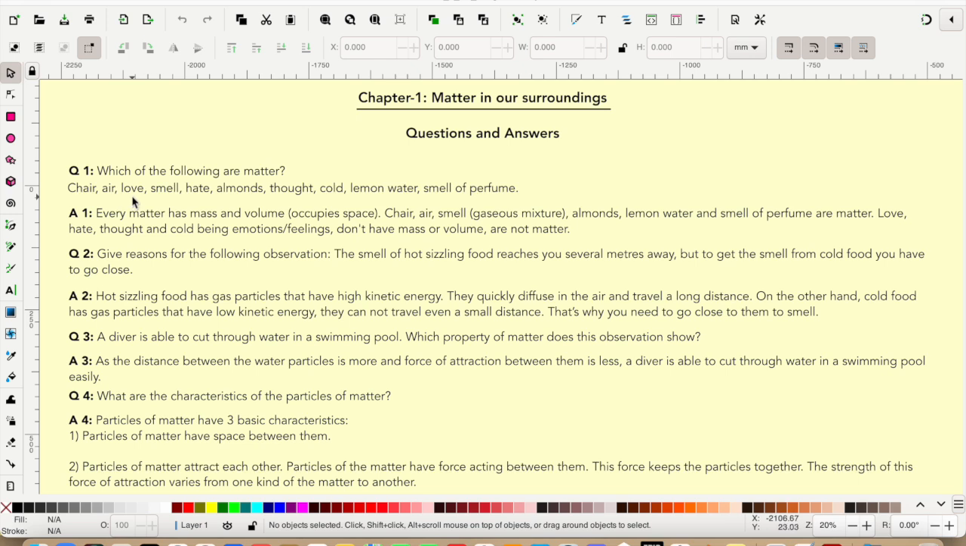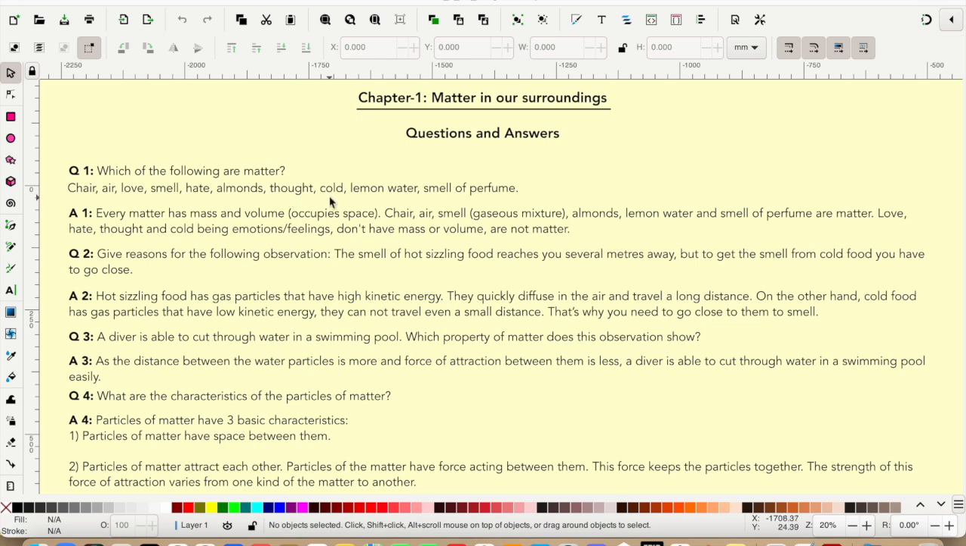Love is a feeling. It has no mass or volume, so it is not a matter. We smell the air particles, which is a mixture of gases. It has both mass and volume, so it is a matter. Heat is a feeling. It has no mass or volume, so it is not a matter. Almonds has both mass and volume, so it is a matter.